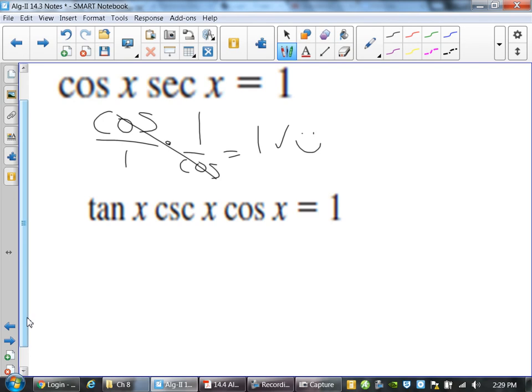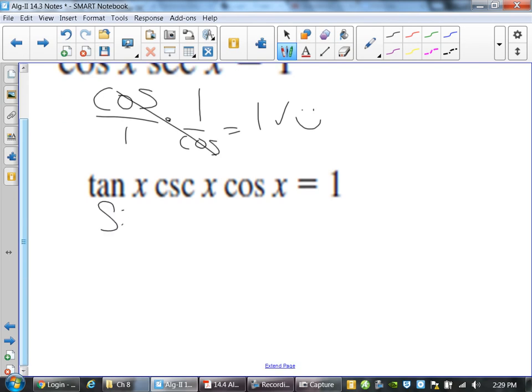So you have tangent, cosecant, cosine. And I want to verify that that simplifies to equal 1. So rewrite it. What's tangent? So you get sine over cosine. Cosecant is 1 over sine. And what's the next one? Cosine over sine. And now the fun part.